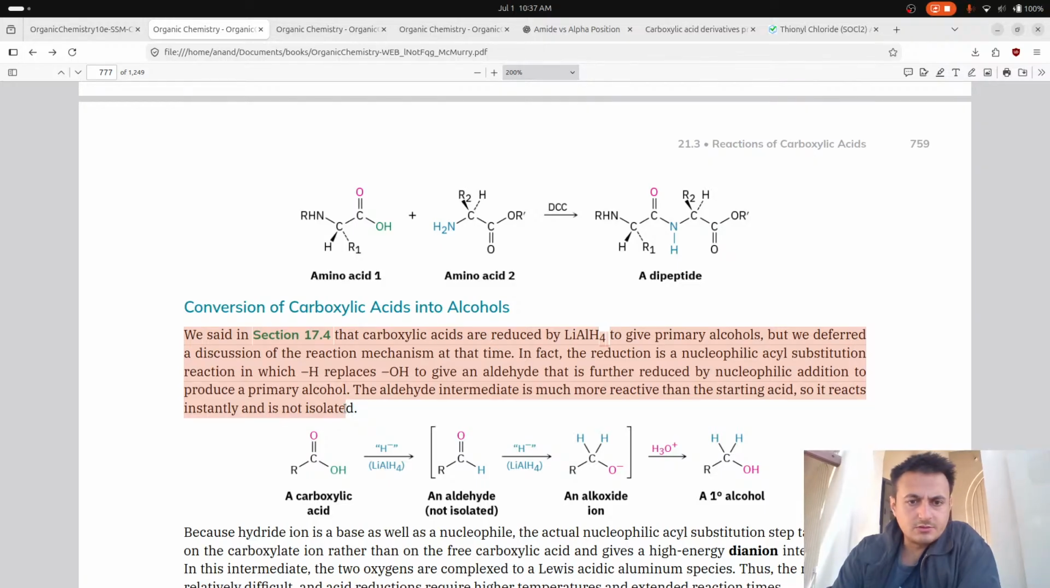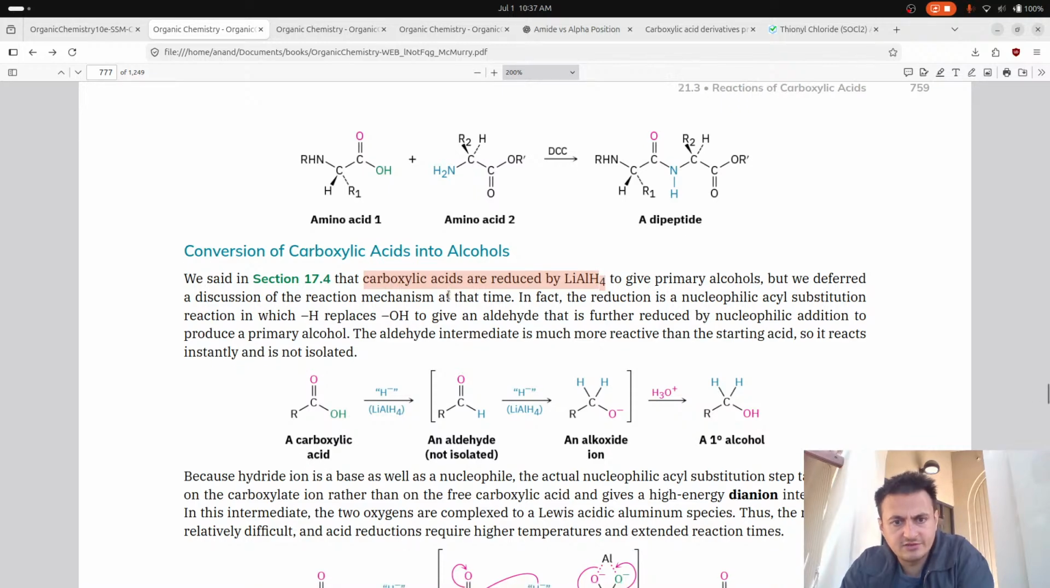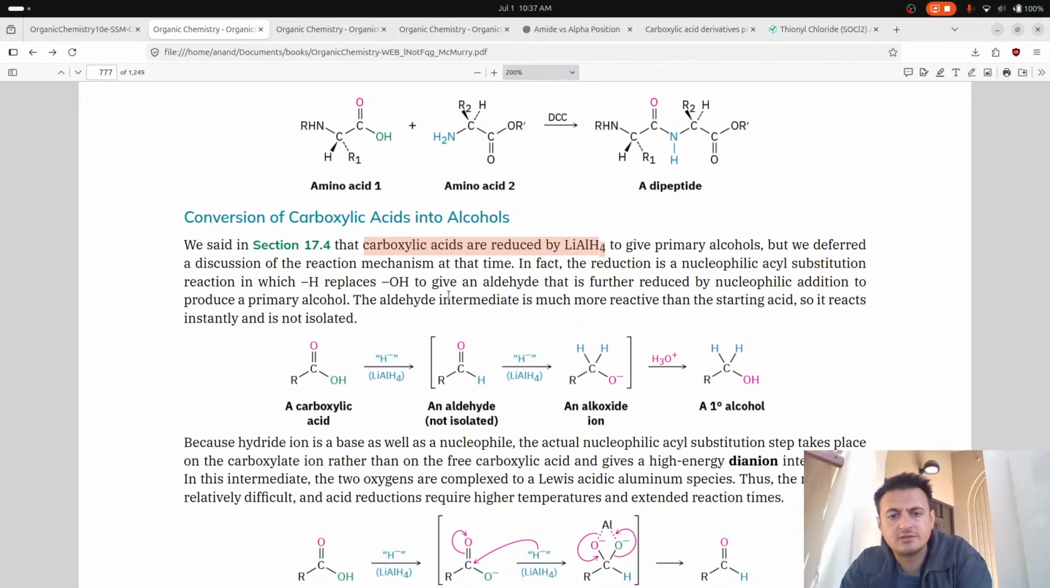All right. So to convert a carboxylic acid into alcohols, we said in chapter 17 that carboxylic acids are reduced by LAH to give primary alcohols. But we defer discussion of the reaction mechanism. In fact, the reduction is a nucleophilic acyl substitution reaction, in which H replaces OH to give an aldehyde that is further reduced by addition again to produce a primary alcohol.